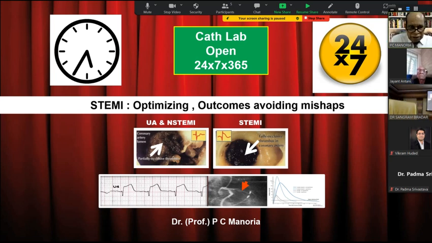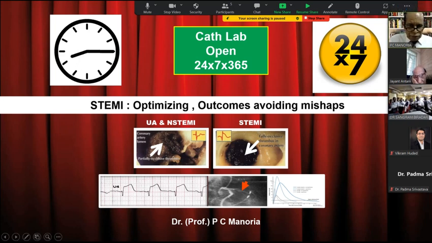For the next 15 to 20 minutes, I'll be talking on STEMI. STEMI is a very vast topic, and therefore I will be showing you only some interesting cases rather than the conventional lecture on STEMI. For successful treatment of STEMI, your cath lab should be open round the clock, 24 into 7.